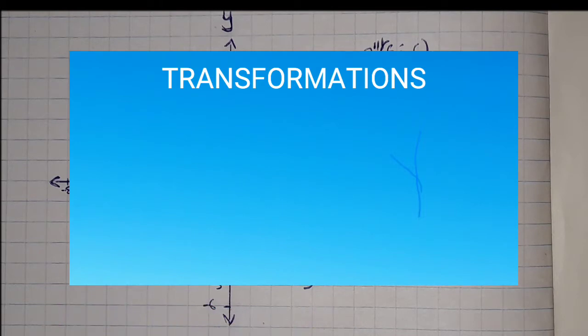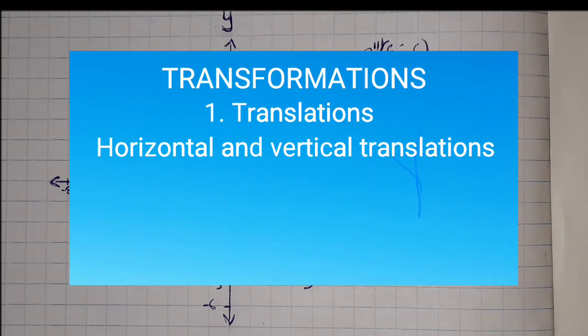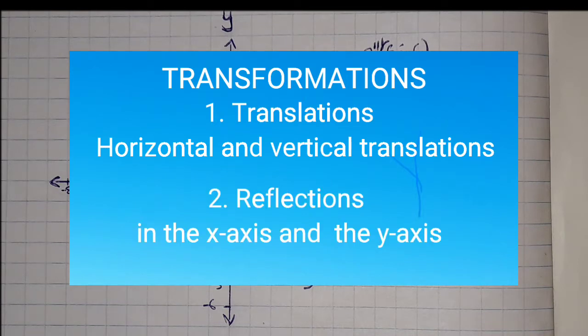Welcome back. This is Weblan, and with this one I want us to look at transformations. In transformations there are two concepts which you are supposed to do. The first one is translations, and the second one is reflections. In translations we have two.